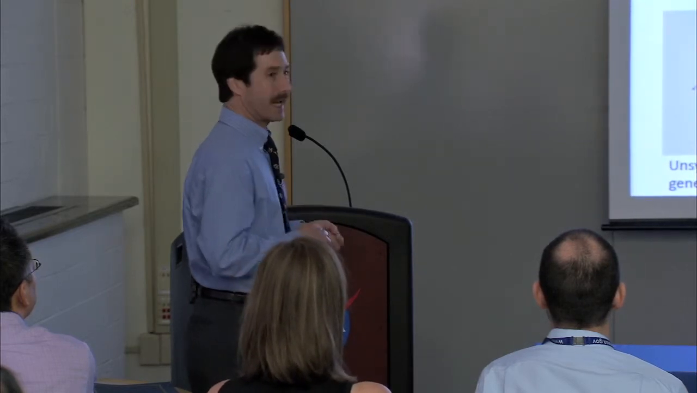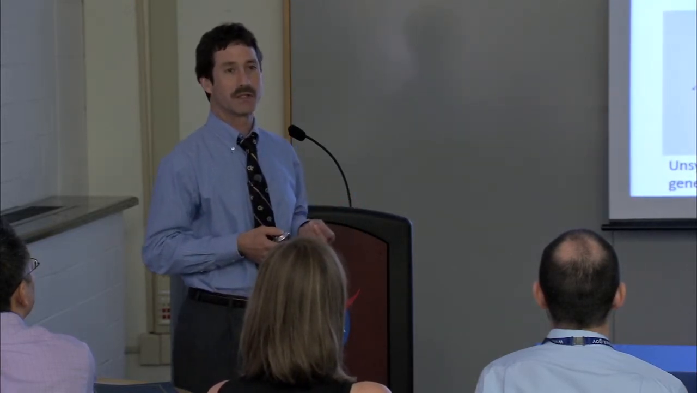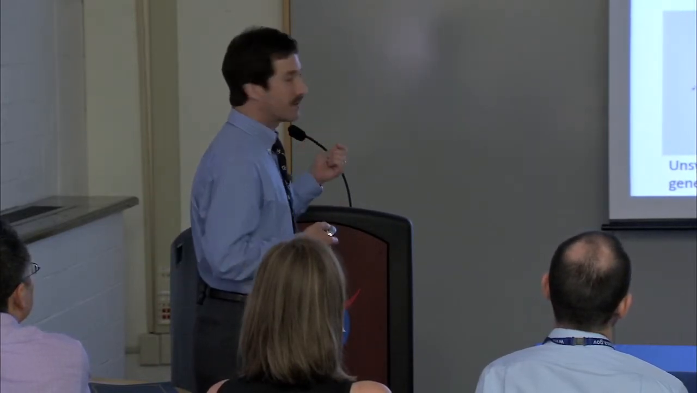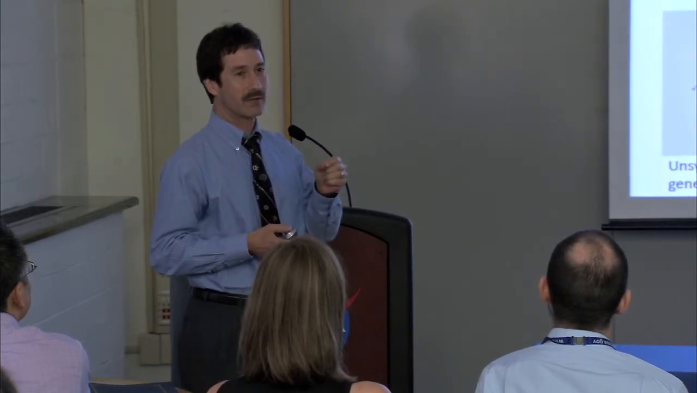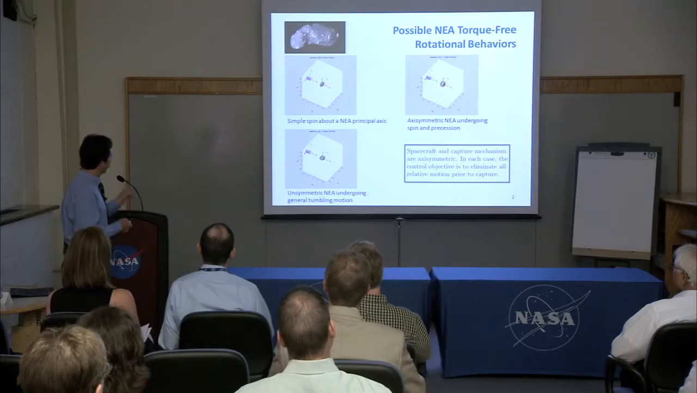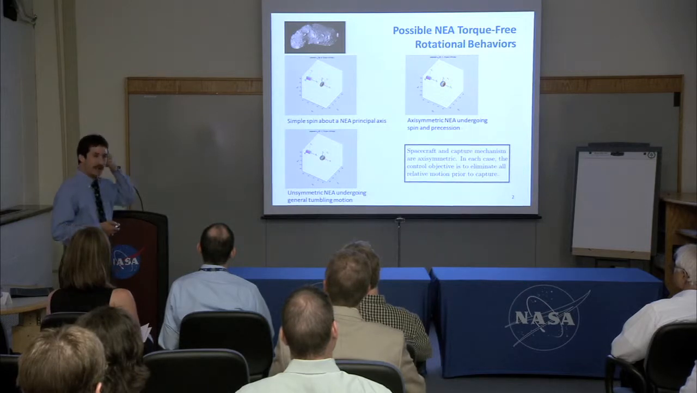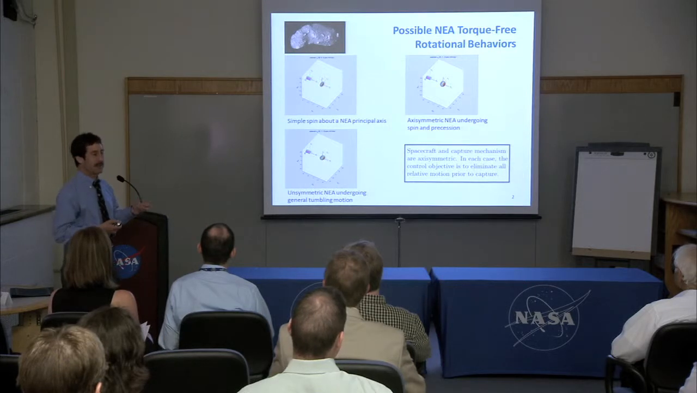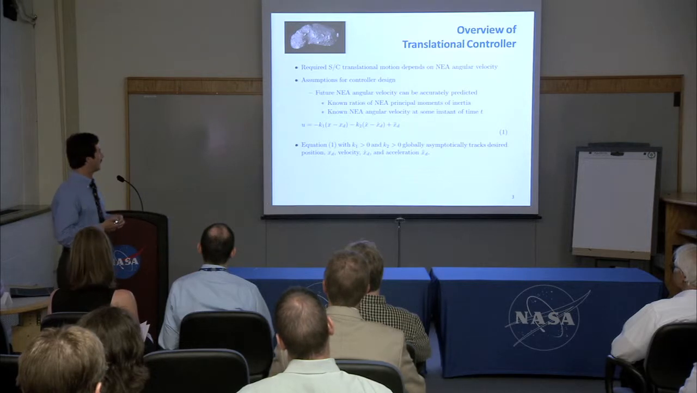I'm going to show you three animations of possible torque-free motions of an asteroid modeled as a rigid body. And in each of these animations, you're going to see the spacecraft move according to the control strategy that we just discussed. The first one shows simple spin of an asteroid about one of its principal axes. The second animation is going to show an axisymmetric asteroid performing a combination of spin and precession. Axisymmetric means it has two equal principal moments of inertia.